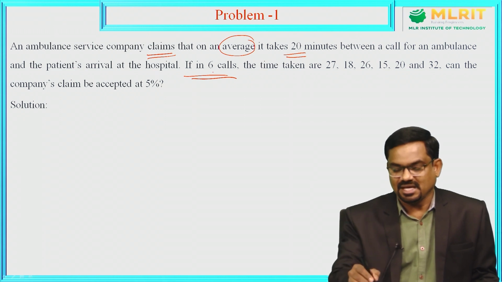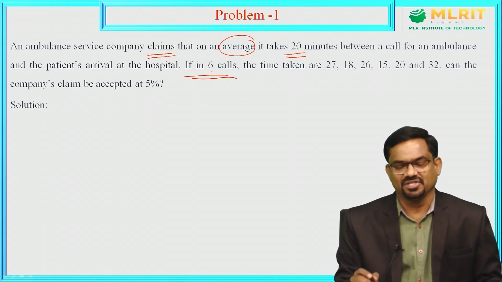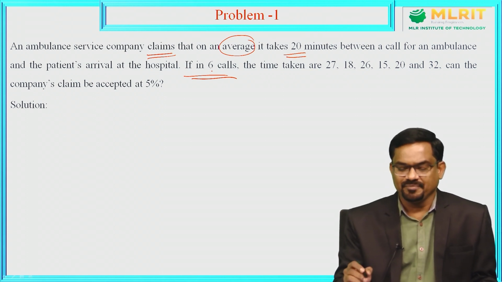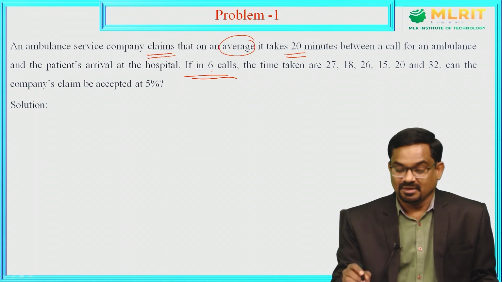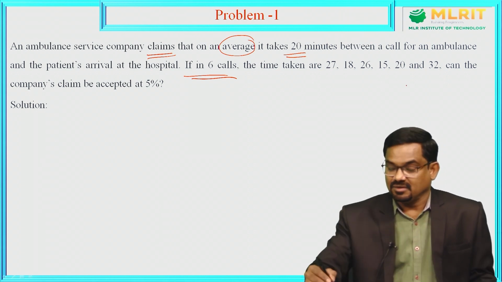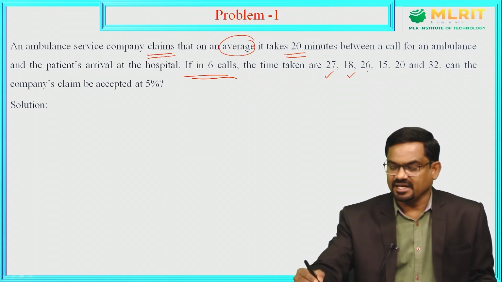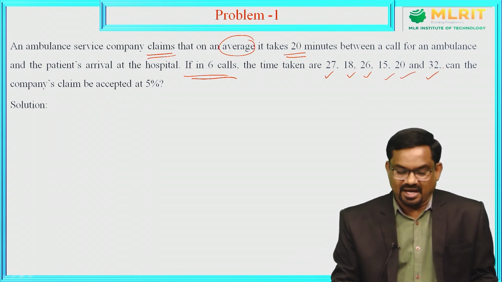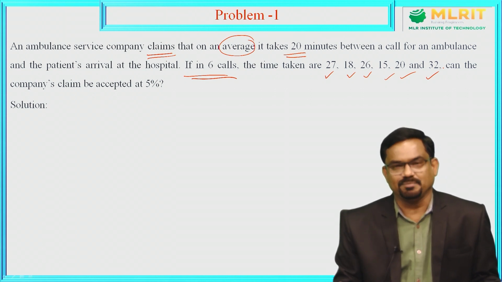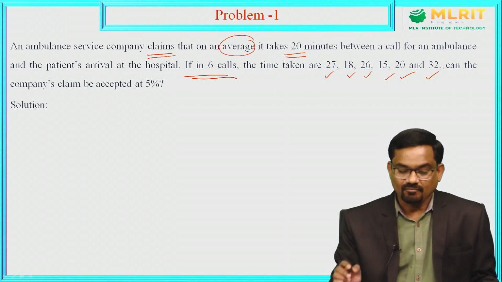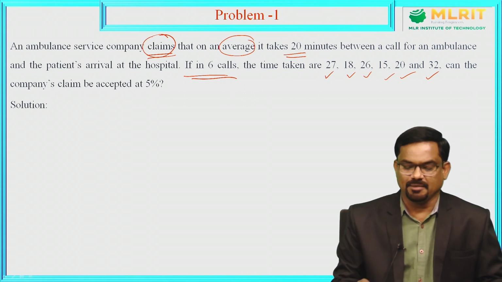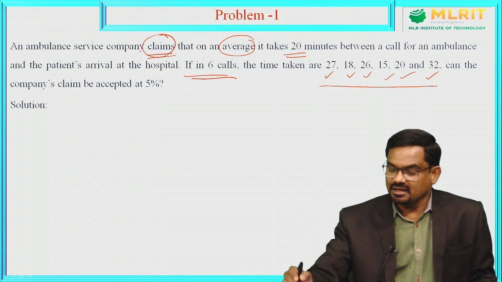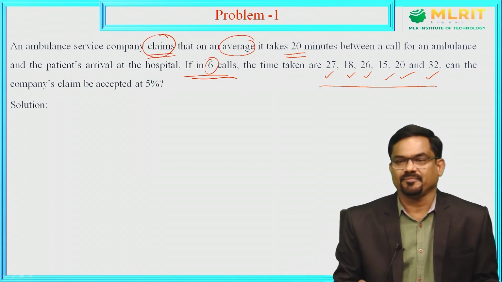So the sample size is 6, which is less than 30, hence it is a small sample. So this problem comes under one mean small sample. In 6 calls, the times taken are given: first call 27 minutes, second call 18 minutes, third 26, etc. Can the company's claim be accepted at 5% level of significance? That is the question. A claim is given by the company, on an average it takes 20 minutes, and data regarding 6 calls is given.